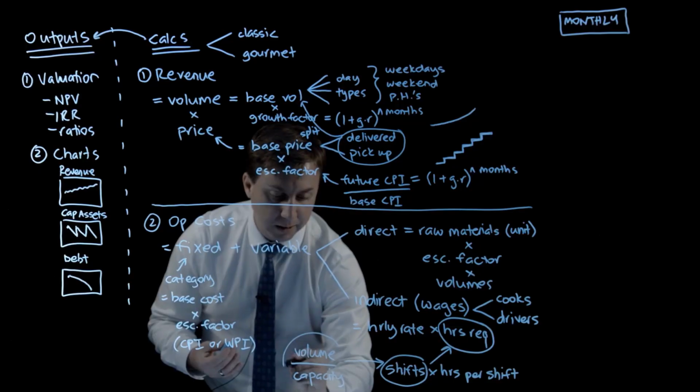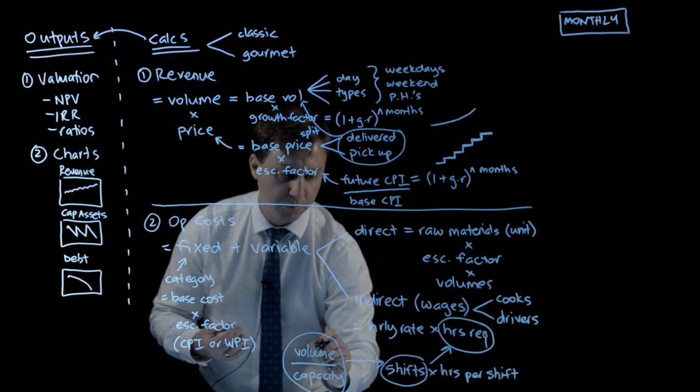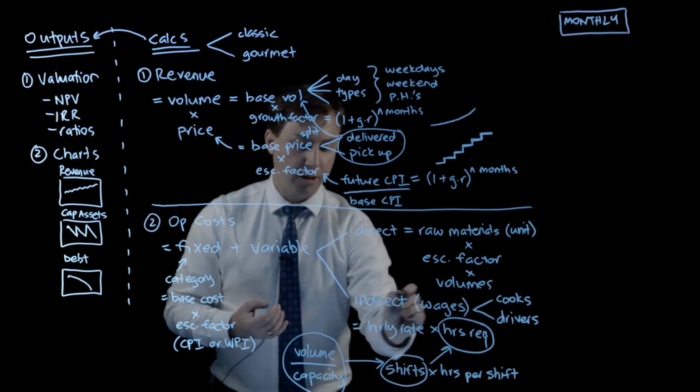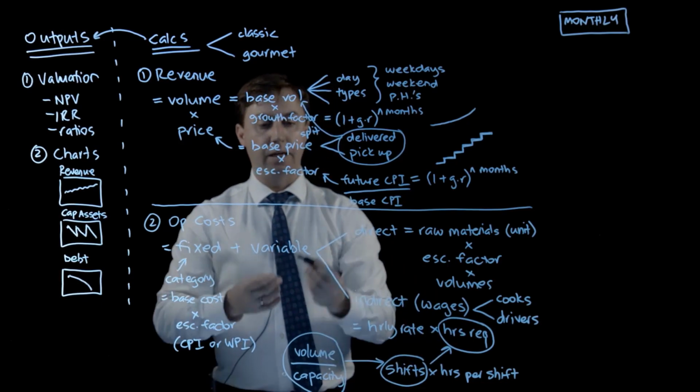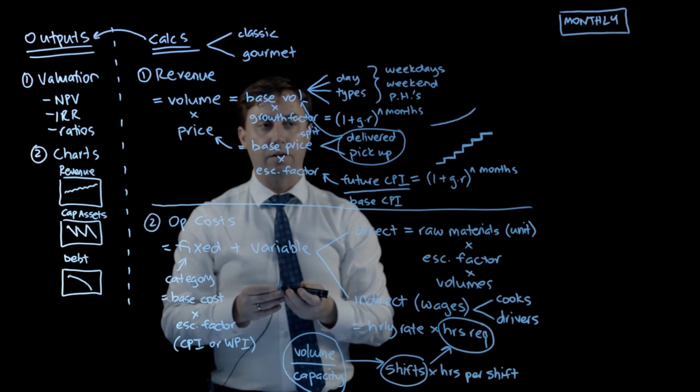And so here we see this link between our volume and the ultimate cost of the wages, but it's indirect. It goes through quite a few concepts before we get to our cost, and that's why we call it an indirect variable cost.